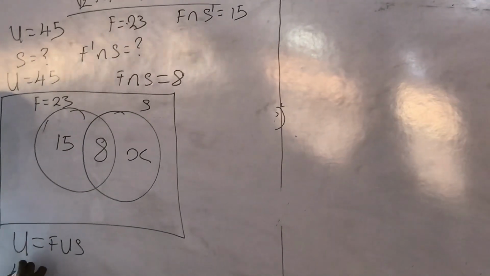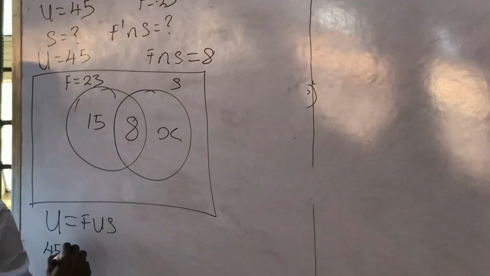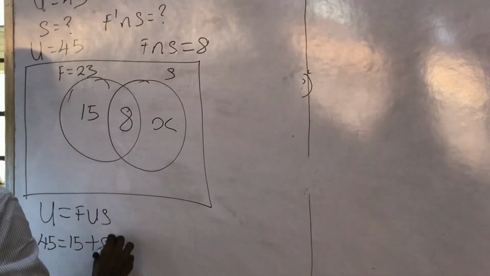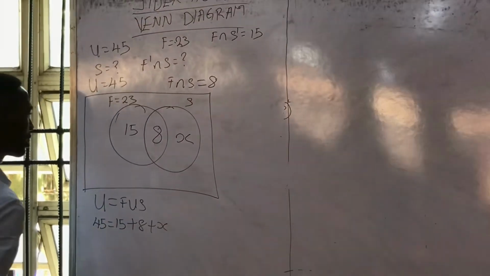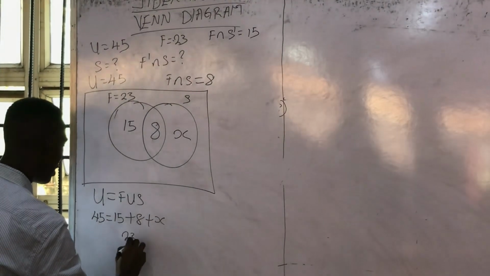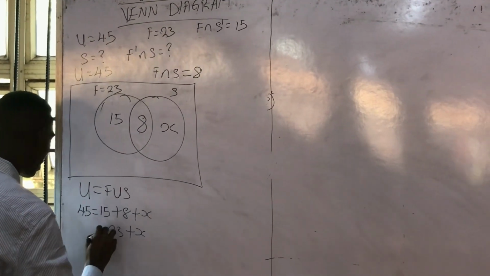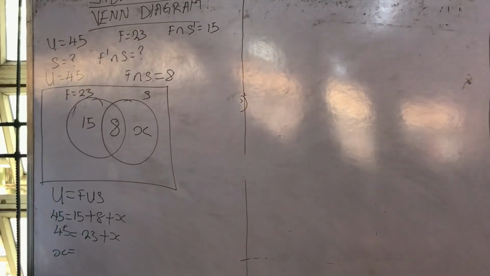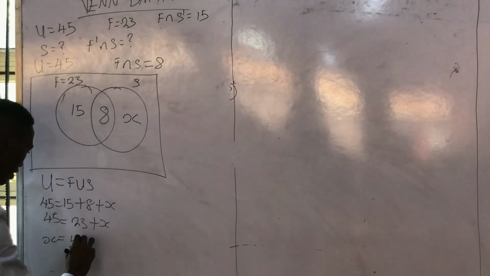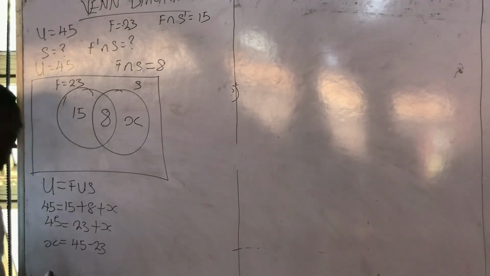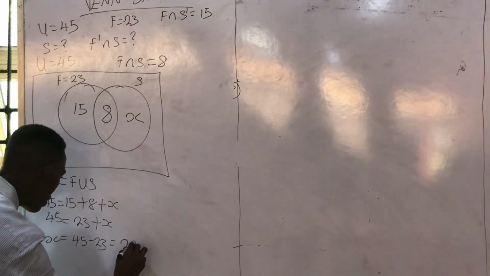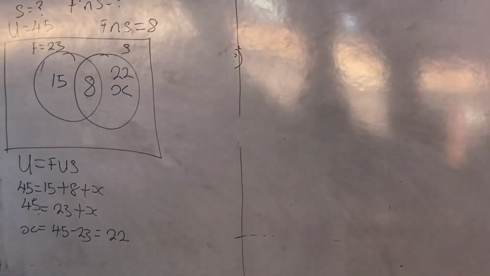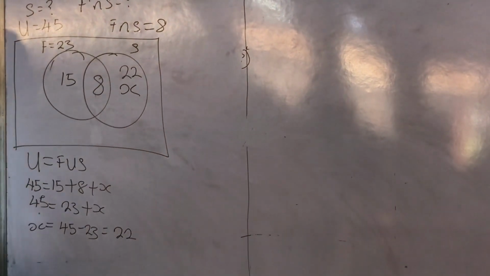So to get this, we have to shade all, and it must be equal to this. So 45 is equal to our F only, which is 15, plus 8, plus X. So 15 plus 8 will give us 23, plus X is equal to 45. So collecting like terms, our X is equal to 45 minus 23, and that will give us 22.